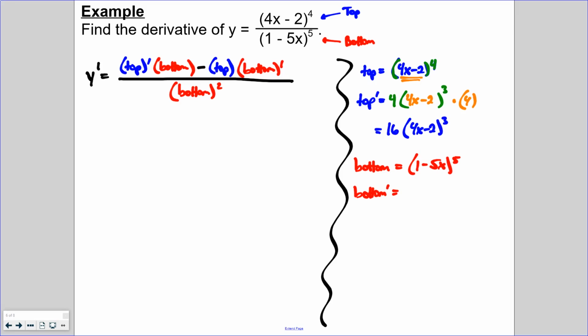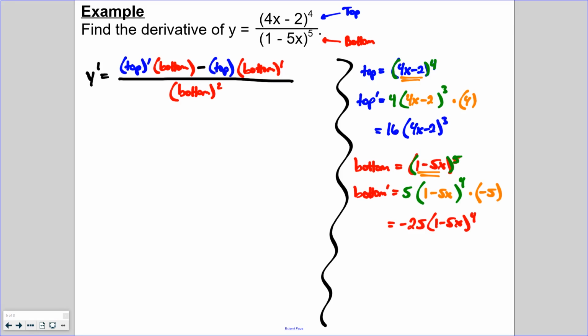And just like with the top, we are going to have an inner function of 1 minus 5x and an outer function of the quantity to the 5th power. So, chain rule says take the derivative of the 5th power first. So it's going to be 5 times the inside raised to the 4th, and our inside is 1 minus 5x. Then we have to multiply by the derivative of the inside, which ends up being negative 5. And then we can simplify this by multiplying the 5 and the negative 5 to give us a derivative of the bottom of negative 25 times 1 minus 5x to the 4th power.